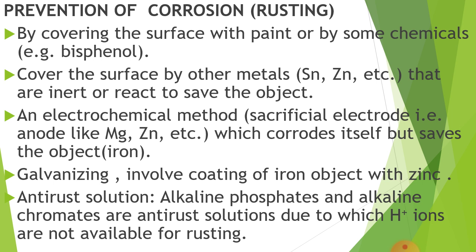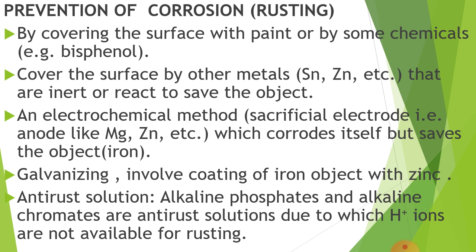Second, cover the surface with another metal, Sn, Zn, tin, zinc, etc., that are inert or react to save the object. Third, an electrochemical method, that is sacrificial electrode, that is, an anode like Mg, Zn, etc., which corrodes itself but saves the object, that is iron, because Zn and Mg are more reactive, that's why they save the iron.